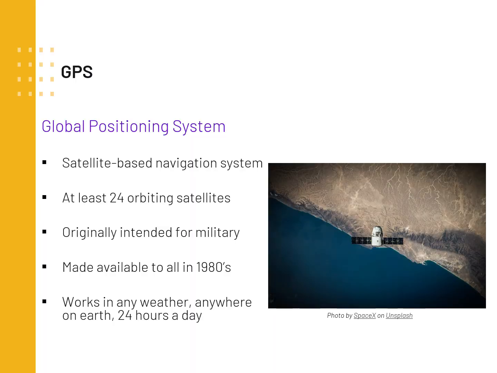Another way to collect geographic information is to use GPS, or Global Positioning System. So this is a satellite-based navigation system. There's a minimum of 24 orbiting satellites going around the Earth at a time. It was originally intended for the US military, but it was made available to everyone in the 1980s. And the idea is it's going to work in any weather, anywhere on Earth, 24 hours a day.